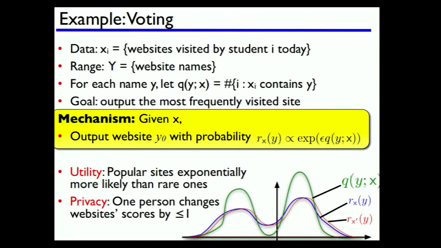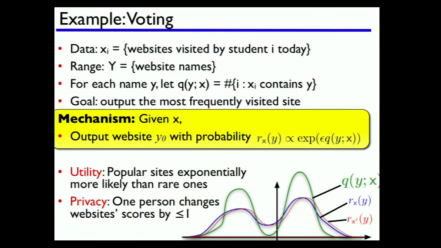So let me give you an example. I'll call this a voting example. It's not really voting. Suppose I've got the following data. I've got a bunch of students at UCSB, and they've visited various websites today. And I might be curious to know what was the most visited website today. So the data lies in some range, which is the set of possible website names. And for each person, I've got a set of websites. For each possible website, let me compute a score, and the score is just the number of students who visited that website. Okay, so my goal is to output the most frequently visited site, or at least some approximation to that.